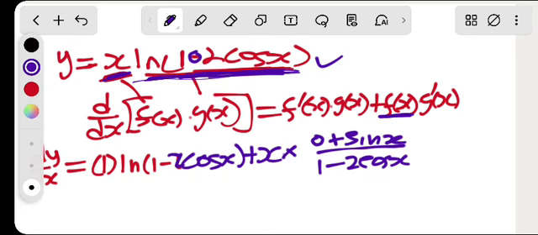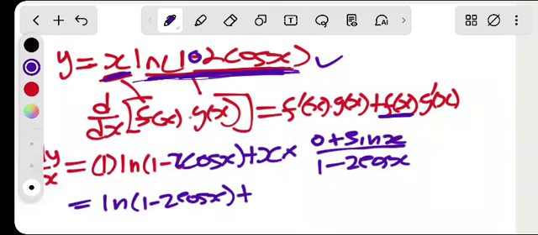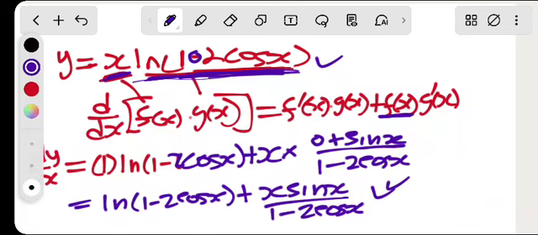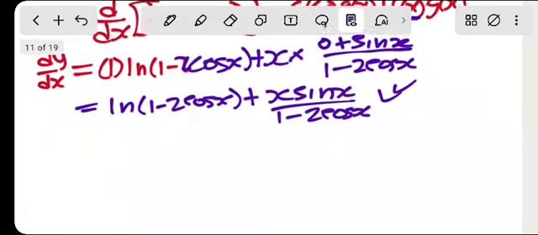So these guys is simply cos x multiplied by this, which will be ln of 1 minus 2 cos x. Plus, multiply there, this is x sine x over 1 minus 2 cos x. So this is what you will have here, guys. That is how you go about differentiating these typical questions.